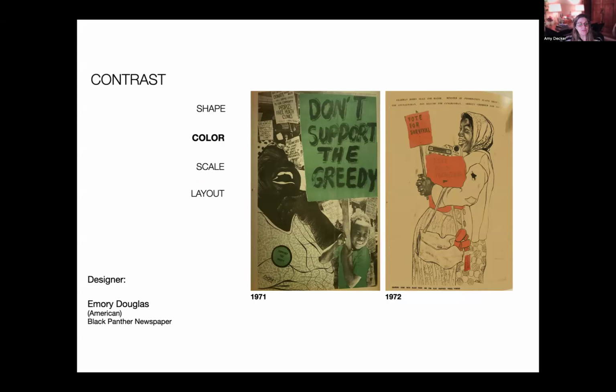Emory Douglas uses color, contrast, and scale expertly to communicate what he wants a viewer to pay attention to in his images for the Black Panther newspaper. So here you can see everything is black and white until you get to the message he really wants to make sure you're reading. And that is where he uses color as a contrast in his black and white artwork. So here is an example of color contrast.